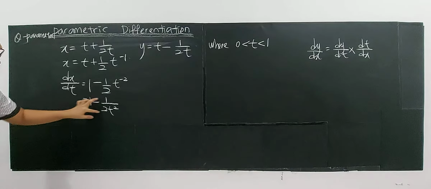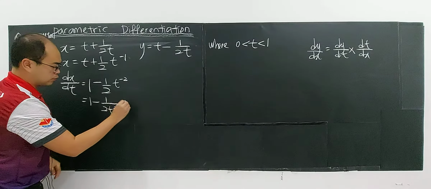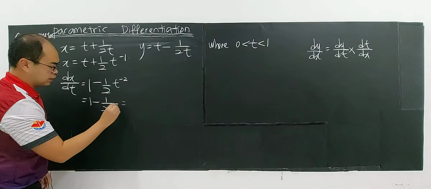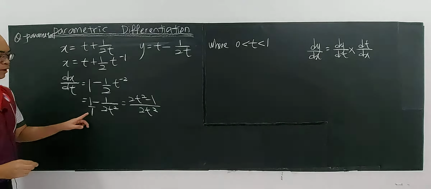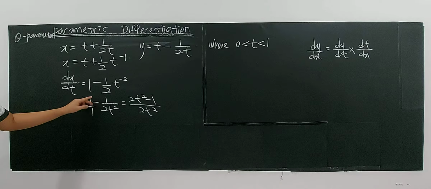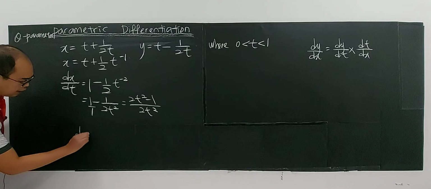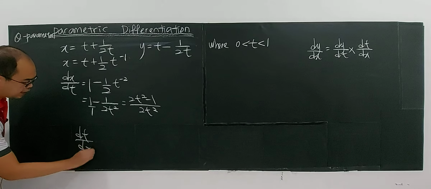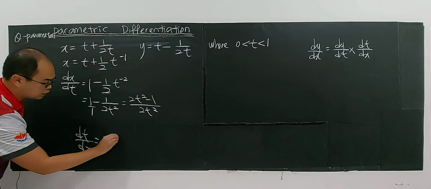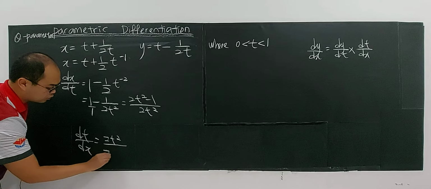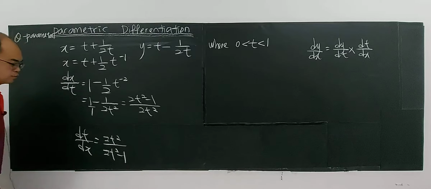So I think I combine the fraction first. I will get 2t squared minus 1 over 2t squared, since 1 multiplied by 2t squared gives 2t squared, and the denominators have the same term. So then I have 2t squared minus 1, right? From here I already know that I need dt/dx later, which will be 2t squared divided by 2t squared minus 1, right?